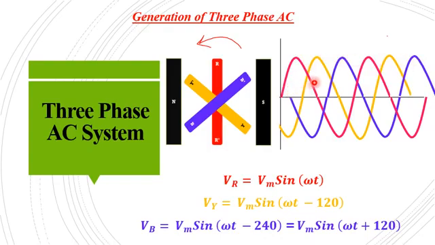So if I am taking this instant, you can see that even though the B phase voltage is 0, the R phase and Y phase are having some voltage. So there is no zero crossing point in the case of a 3-phase system. And also since the total voltage is the vector sum of all the 3 voltages, the net voltage is higher than that of the single phase system, and hence the power generated is also high.